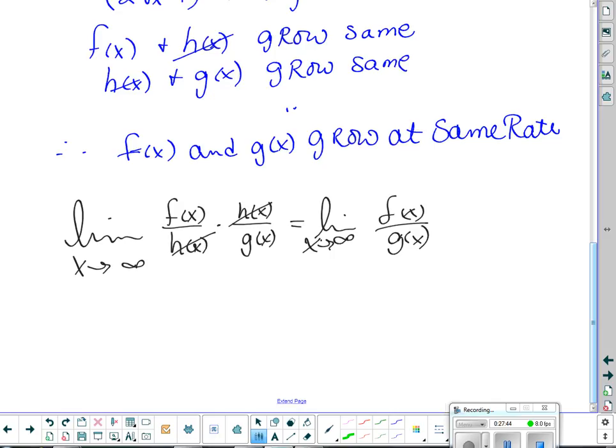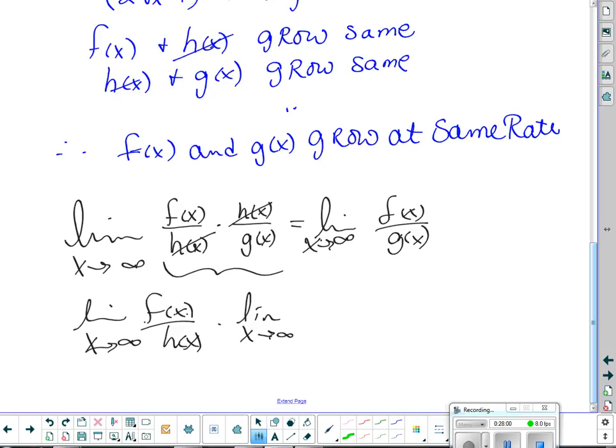And through properties of limits, we could have written this as individual limits, f of x over h of x, times the limit of h of x over g of x. Multiply the two. Anyway, they grow at the same rate. And that is plenty. I know you're probably sick of me.